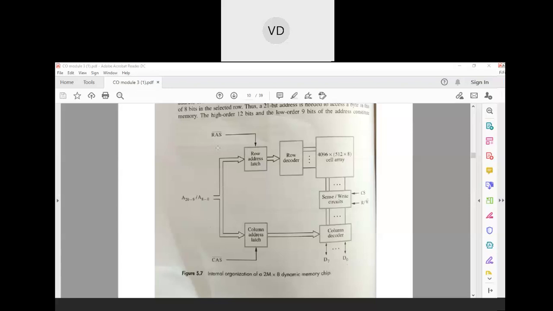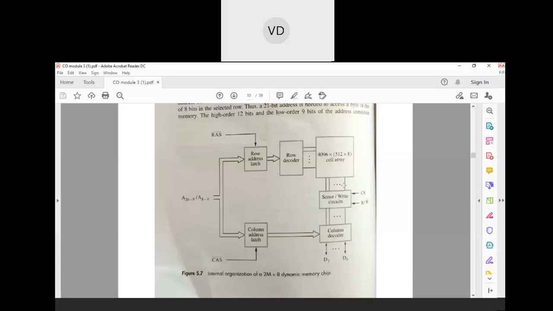So first we latched the row address by generating the RAS signal, that is the row address strobe signal. This is an active low signal. Whenever it is in the lower position, it is considered active. Then after strobing the row address to the latch, the column address was also strobed. After that, the row address and the column address were decoded, and using the sense and the write circuits, sense is used for reading and the write circuits are used for writing the data into the memory with the help of the CS, that is the chip select signal.